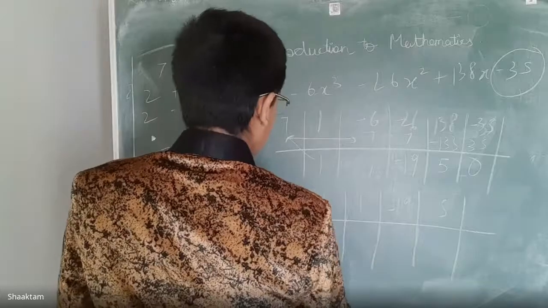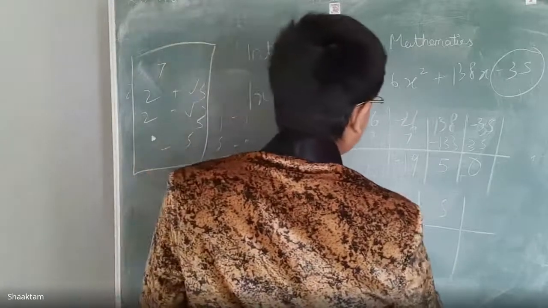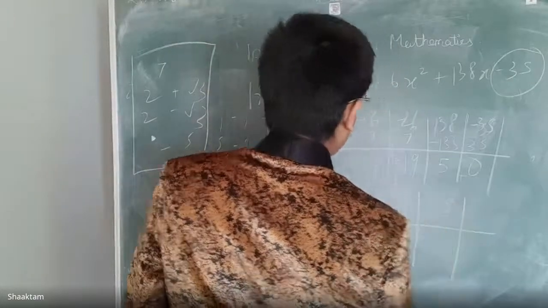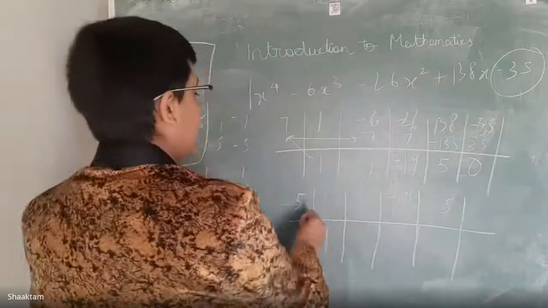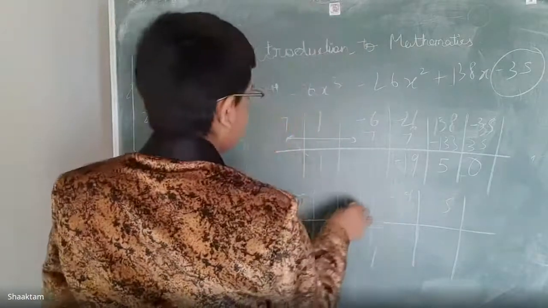Wait a minute. I'll put 1, 1, minus 19 and 5. So I'll bring the 1 down again. 1 into 5 again, I'll do 5. Oh, I took minus 5 now. Sorry. So 1 into minus 5 will get minus 5.